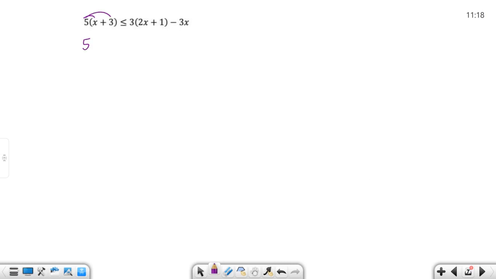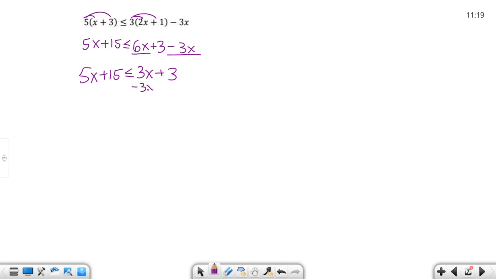So 5x plus 15 on the left-hand side. Now I can't do anything else with that. So now go to the right-hand side. The first thing I need to do is distribute this. It's going to be 6x plus 3 and then minus 3x. Just bring that down, right? So I still have work to do over here. So on the other side, I'm just going to bring it down. 5x plus 15 less than or equal to, and put these two together. 6x minus 3x is what? 3x and then plus 3.